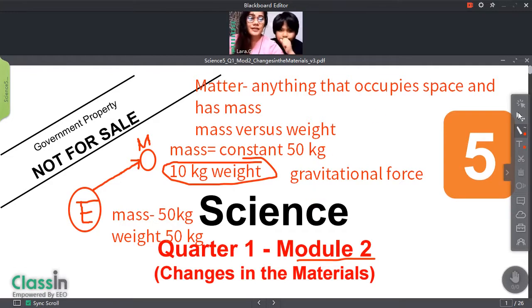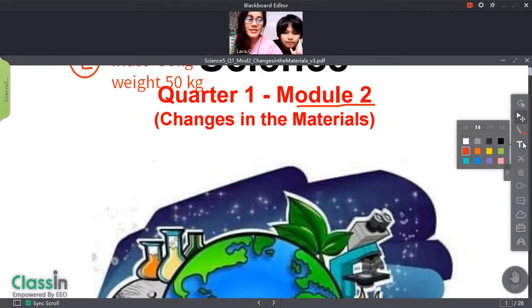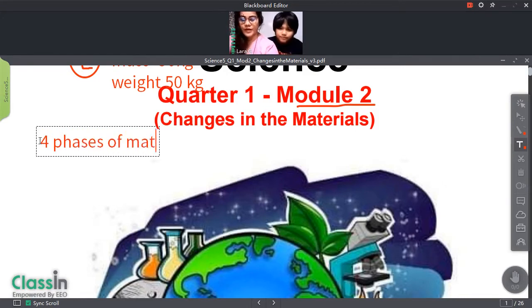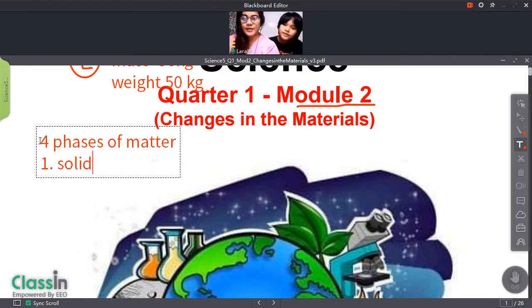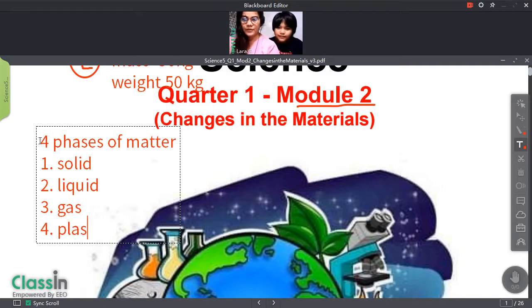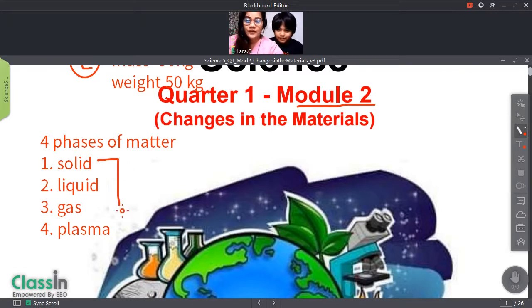And aside from that, we also discussed the four phases of matter. What are the four phases of matter again? We have solid, liquid, gas, and plasma. But we will not be talking about that. We will just be talking about these three: solid, liquid, and gas. Solid is everything that is hard. Liquid is everything that flows. Tanan mo tulo, liquid. Gas is like air.